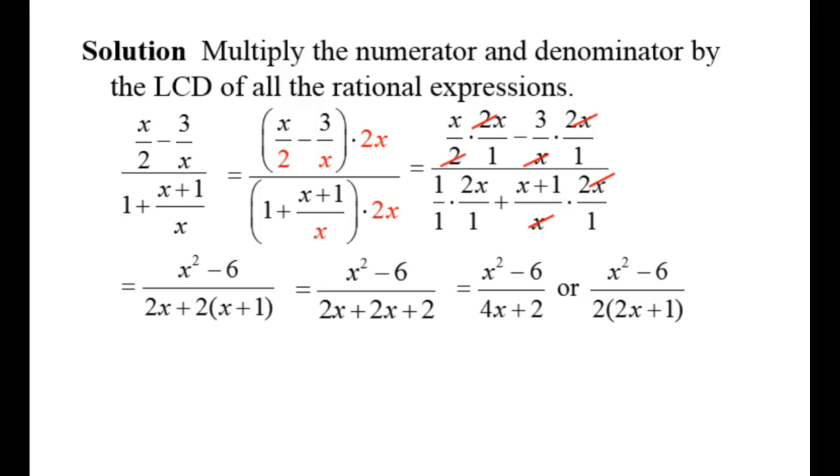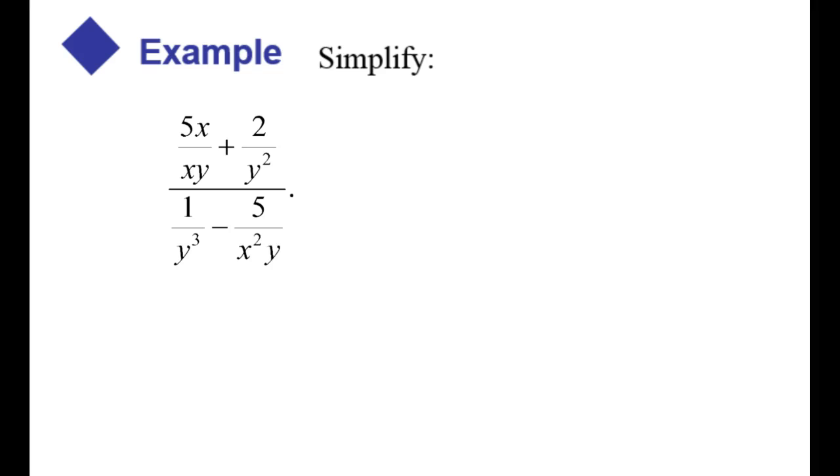Here's how the author chose to explain it. But again, the key is that they're multiplying everything through by 2x over 2x. You can pause the video and look at this if you'd like.